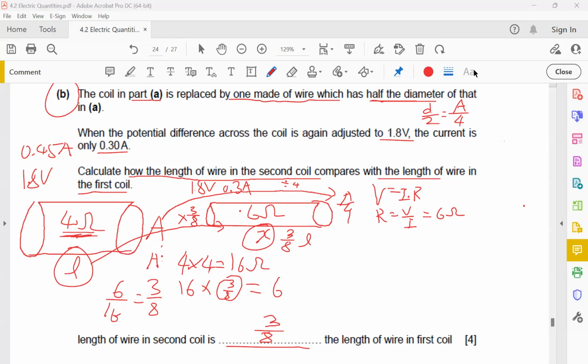How do you get the 6 ohms again? By comparing the voltage and current here. 1.8 divided by 0.3, I'll get the 6 ohms. Yeah.